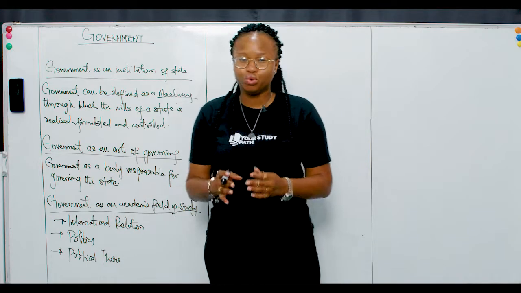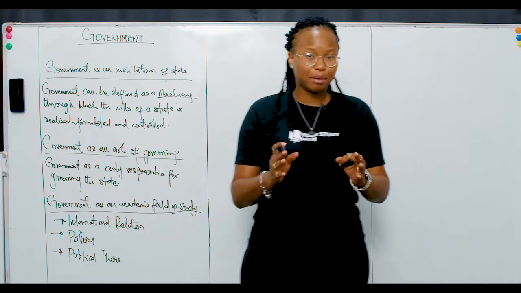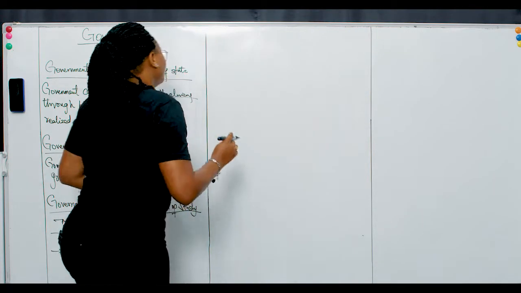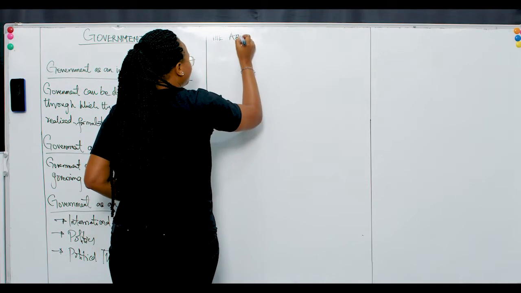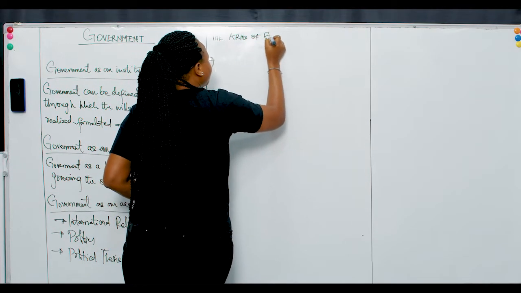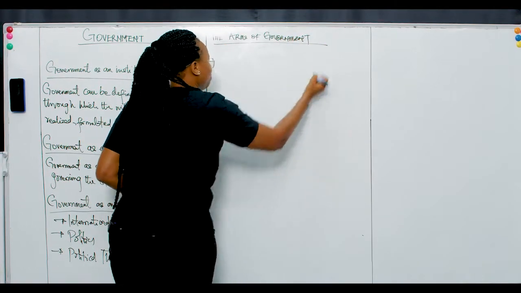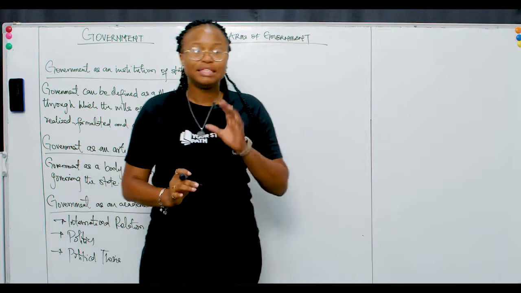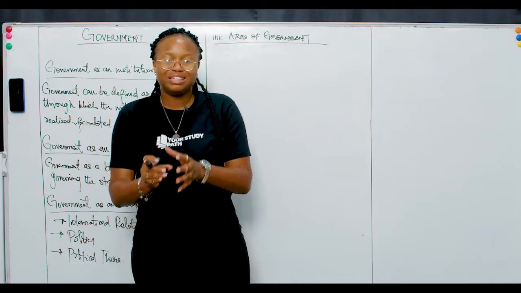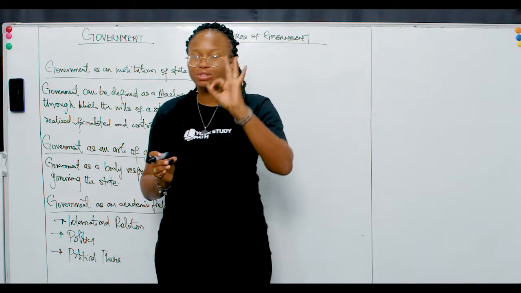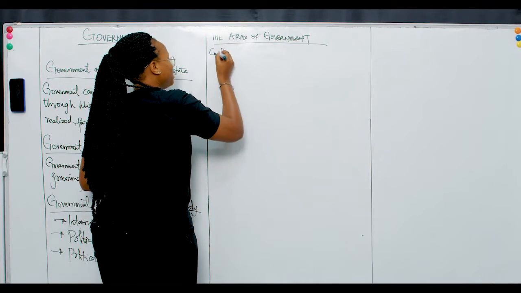Now, bringing it down to the elements of government, the first thing we're going to be looking at today is what we call the arms of government. Now, you might ask yourself, what do you mean by the arms of government? What are arms of government? Do you mean the federal government, the state government? No, I do not. The arms of government can be seen as an organ through which the entire governmental body is divided into three major functions. So we have the arms of government divided into three organs.